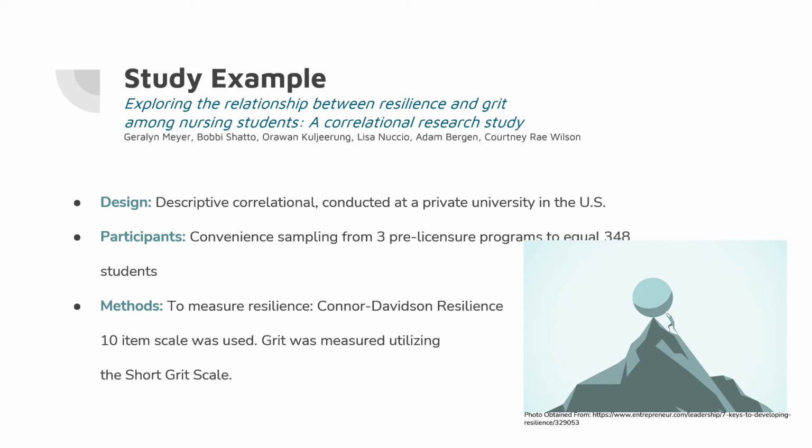Grit was measured using the short grit scale. The survey consists of 8 questions to measure grit. Each response within the 5-point Likert scoring is associated with a numerical value. All the points are then added and then divided by 8. The highest score is 5, indicating extremely gritty or persistent, and the lowest score is 1.